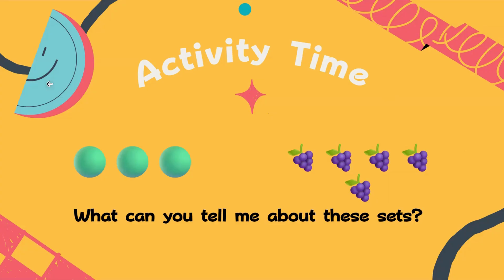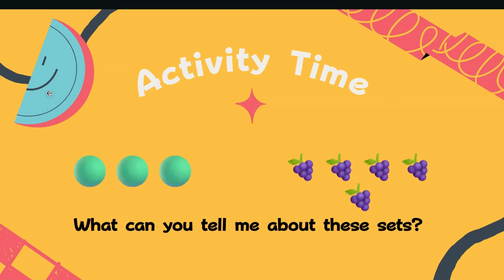Okay, so based off the previous activities, what can you tell me about these sets? Anybody in the chat? Anastasia is saying that they're not equal. Yes, Anastasia, you're correct. They are not equal. The first set has three objects, and the second one has 5. So they're not equal.